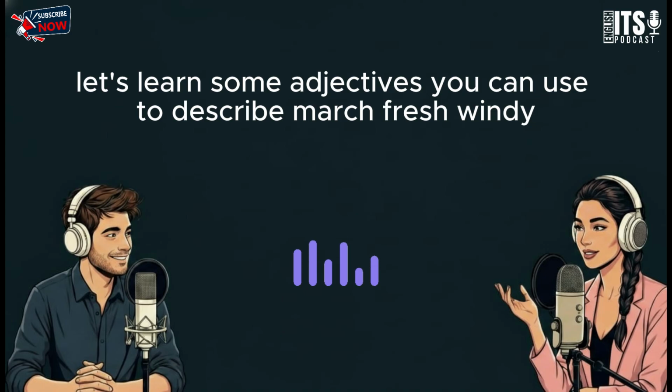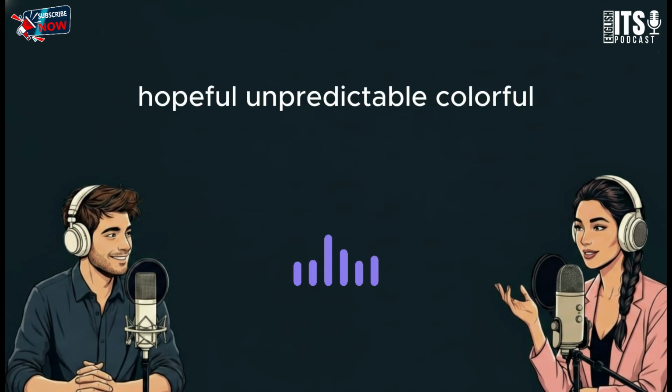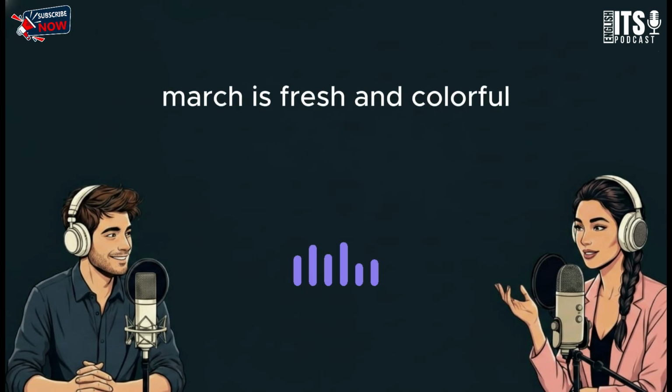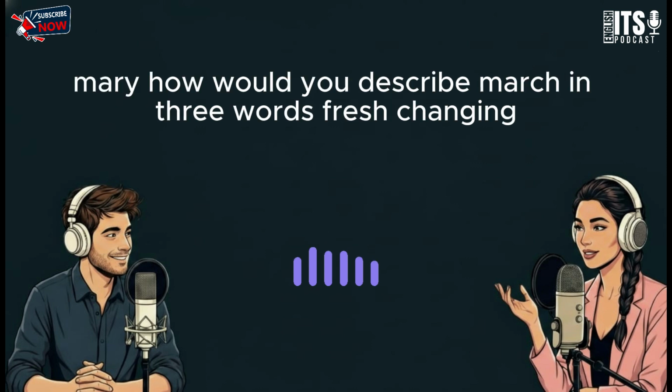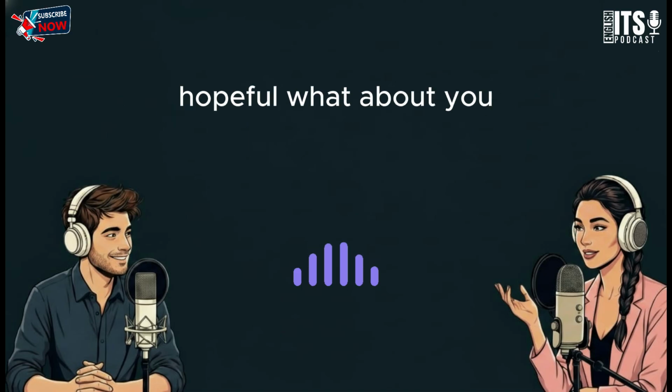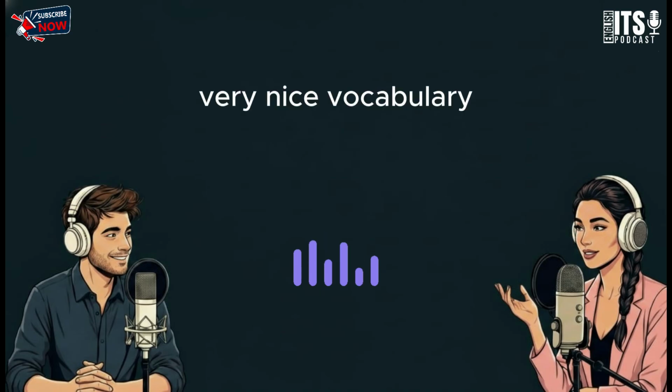Let's learn some adjectives you can use to describe March. Fresh, windy, rainy, bright, hopeful, unpredictable, colorful. March is fresh and colorful. March is windy but hopeful. Mary, how would you describe March in 3 words? Fresh, changing, hopeful. What about you? Unpredictable, bright, motivating. Very nice vocabulary.